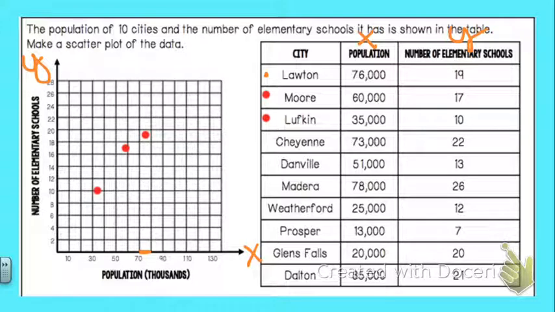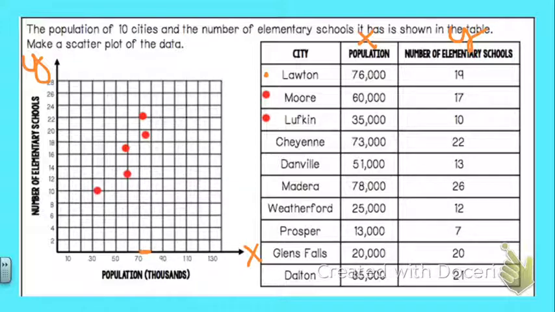We have Cheyenne, who has 73,000 people, and they have 22 elementary schools. So it's just going to be right off the line, about right there. Danville is 51,000 and 13 elementary schools. So it's going to be really right on the line itself as well.